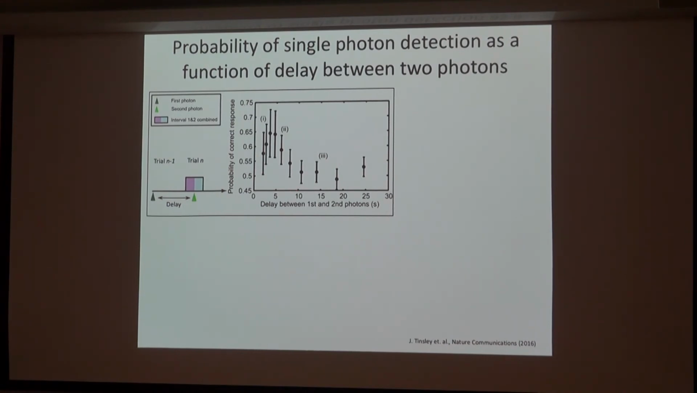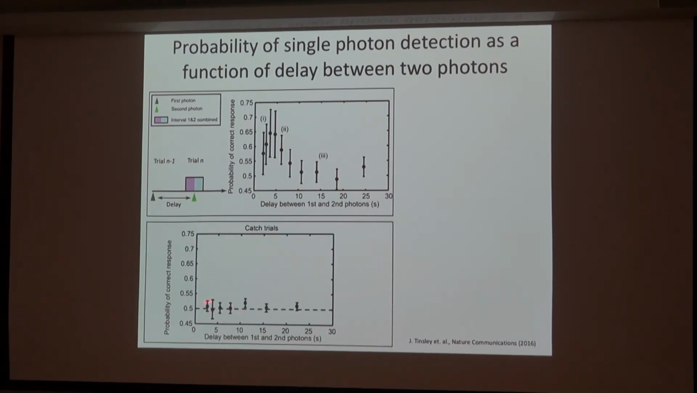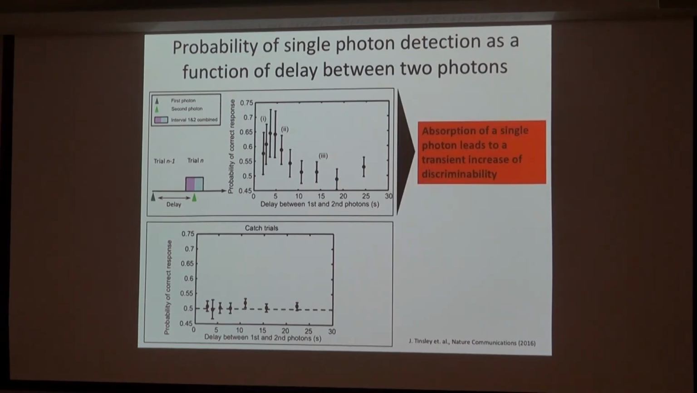What was the bottom plot there? I'm sorry? Say again, what is that bottom plot? That is, again, for the catch trials, the cases where the idler photon was not detected by the camera. So a priori there is nothing going on, and that whole transient change wasn't there.